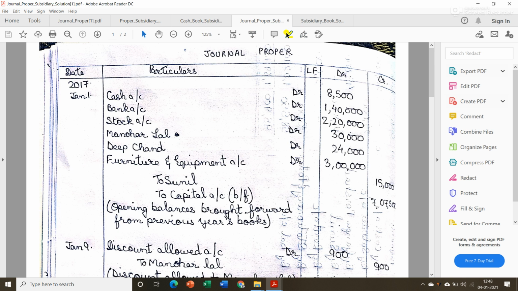Now here is your journal proper. So in question, cash is given 8,500, then cash at bank is given 1,40,000. Since these all are our assets, we will write in debit side stock 2,20,000. Manohar Lal, he owes us 30,000. Then Deepjan also owes us 24,000. Then furniture and equipment account we have 3 lakh.